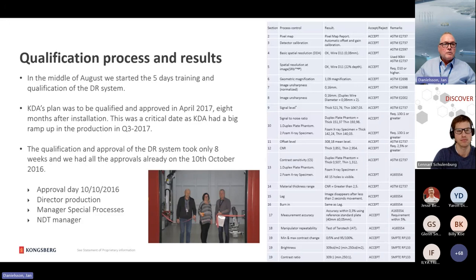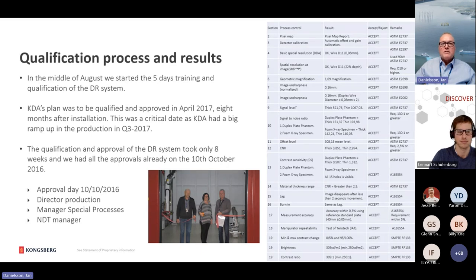KDA's plan was to qualify and approve latest in April 2017, 8 months after installation. This was the critical date for KDA, because we had a big ramp up in production, as I said before, in the middle of 2016. But the qualification approval of the DR system took only 8 weeks, and we had all the approvals already on the 10th of October 2016. You can see the approval day was the 10th of October 2016, and here are the director of production, the manager of special processes, and myself.